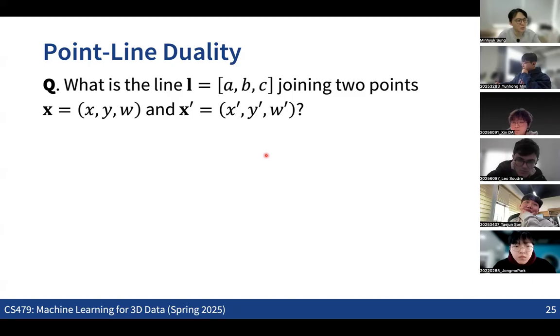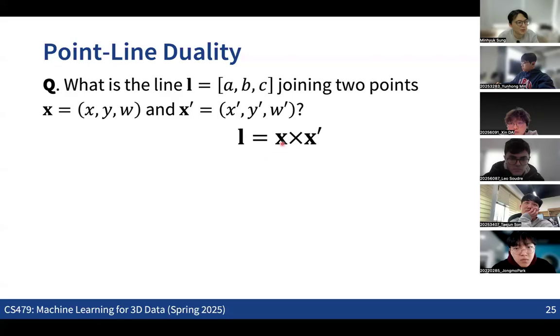So we are finding a three-dimensional vector whose dot product with x and x prime both become zero. What is such a vector? The answer is obviously the cross product. If we take the cross product of these two, that outputs a three-dimensional vector whose dot product with each of them becomes zero. So based on this representation, we can easily find a line joining the given two points.